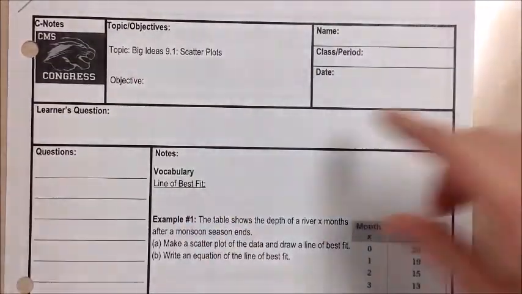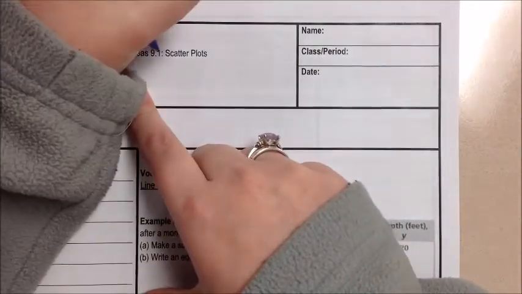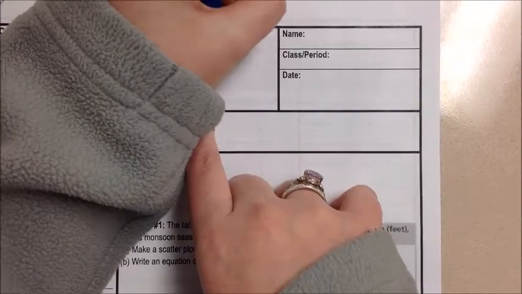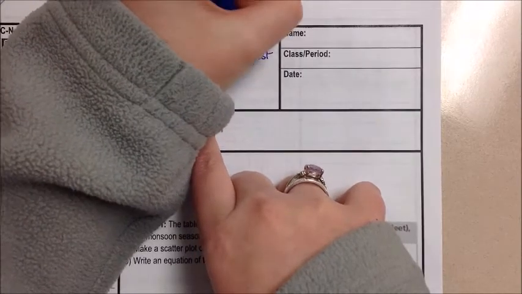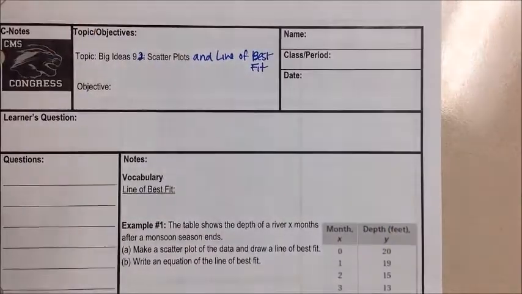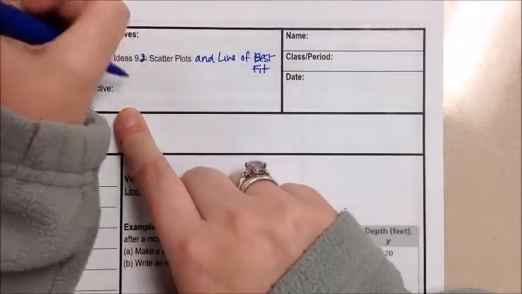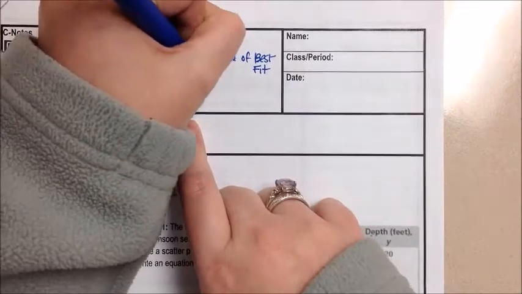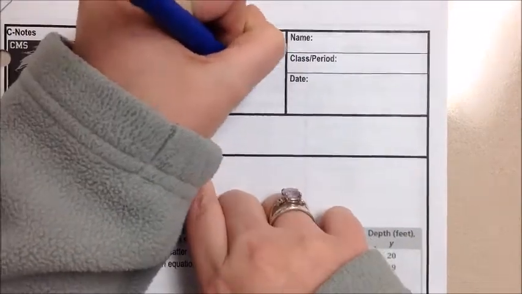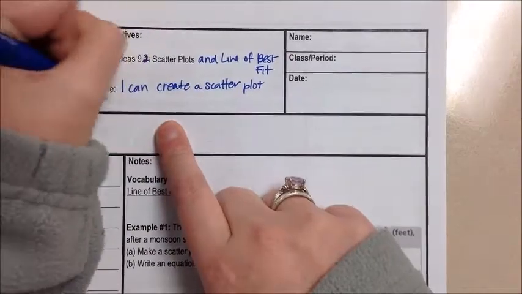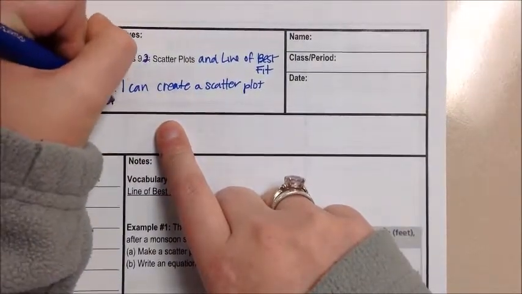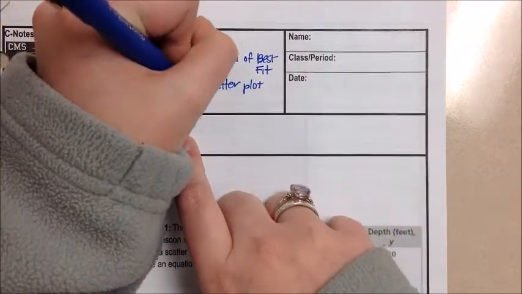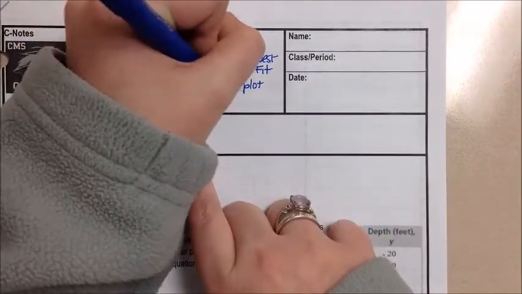So today we are going to do 9.2, scatter plots and line of best fit. Okay, so our objective is I can create a scatter plot and create a line of best fit.